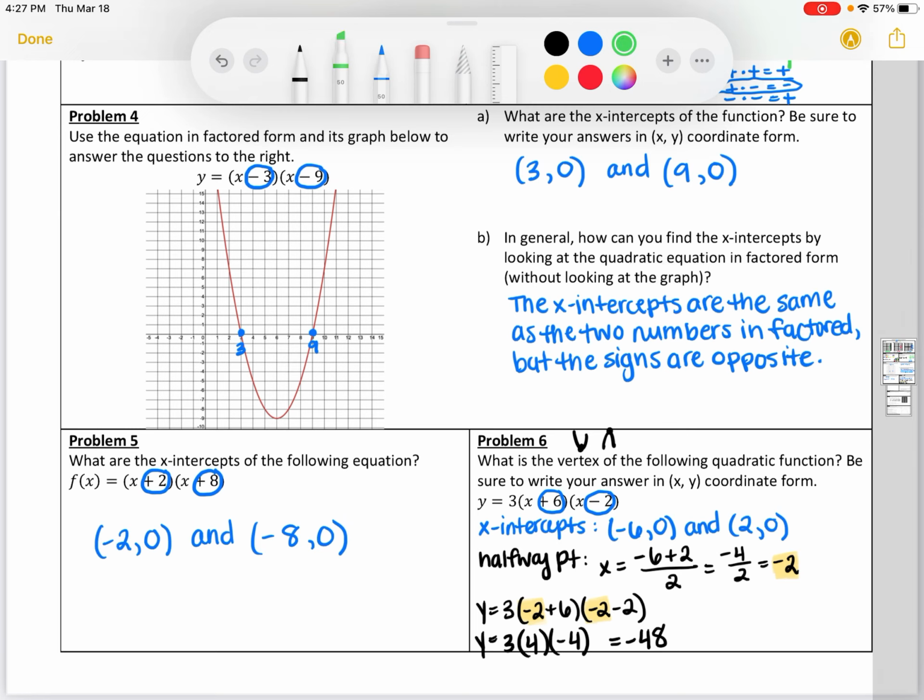So that's my y value of the vertex. And then I'm just going to put it into xy form. So I put the x value first, -2, and the y value is -48. Just going to highlight that so we can see where everything came from. All right. Again, that's like the most recent thing we've learned, so if that felt new to you, that's okay.